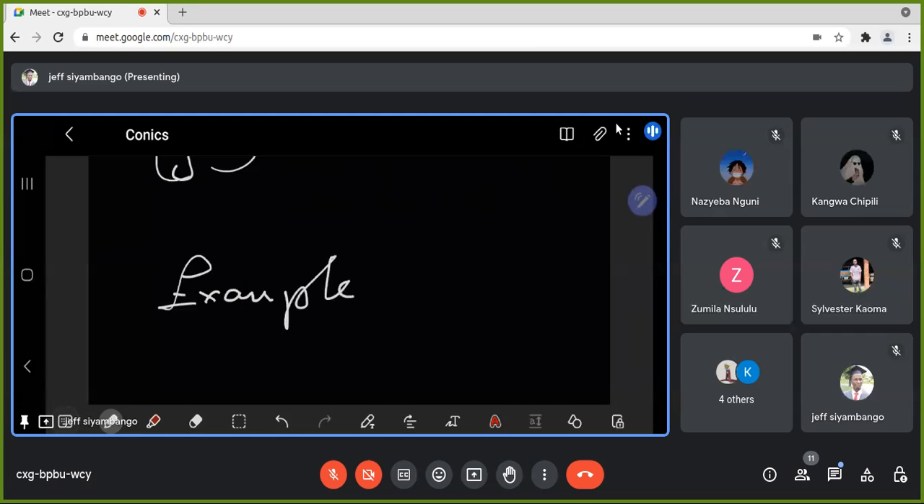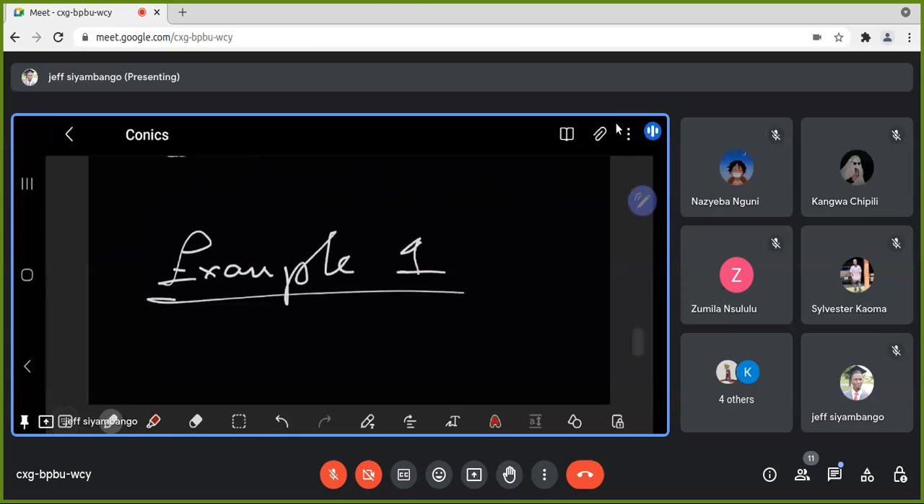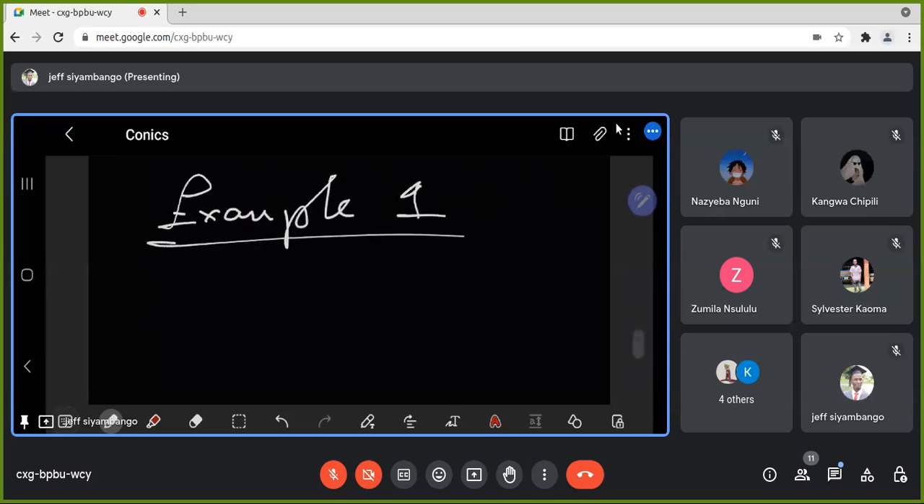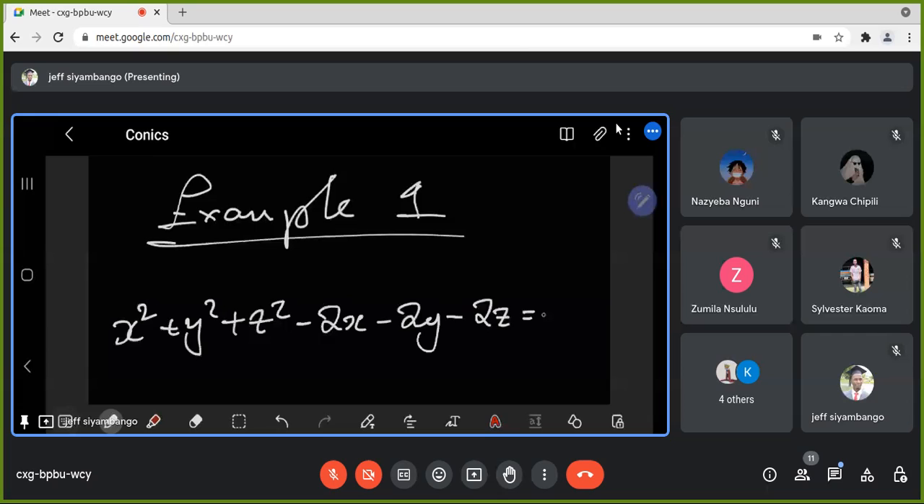So in this case, they're saying, find the center and radius of the sphere given. So we have a sphere, and this sphere is x squared plus y squared plus z squared minus 2x minus 2y minus 2z equals 1. So the question is asking us to find the center and radius of this sphere.